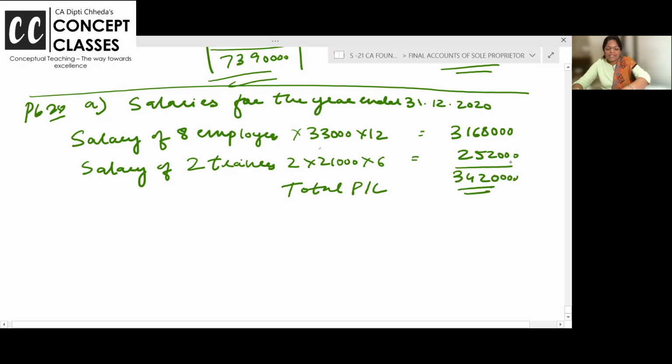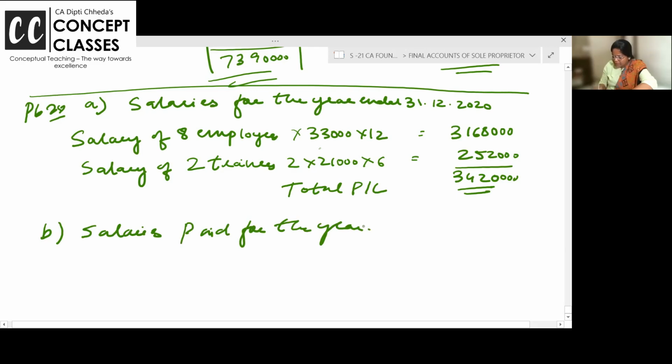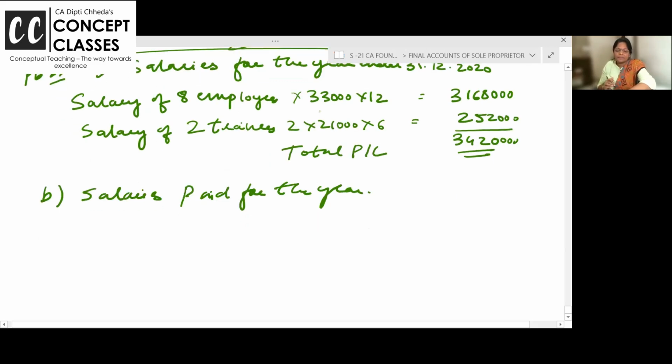Is it easy? Are you all having any doubt? Now they said 1 month is outstanding. October's salary you pay in November, so December's in January. So if I ask how much is the salaries paid for the year? This was salary for the year. Now salaries paid for the year. How much salary will you pay for the year?